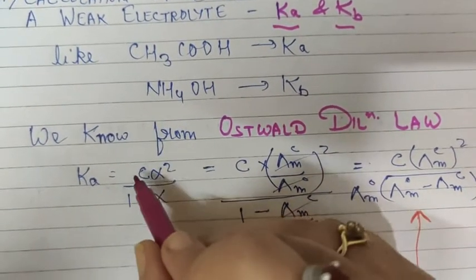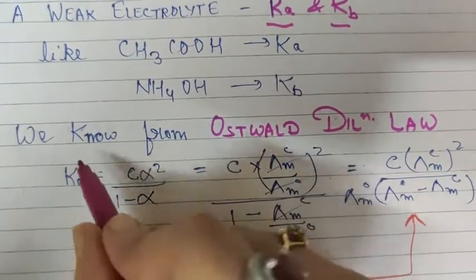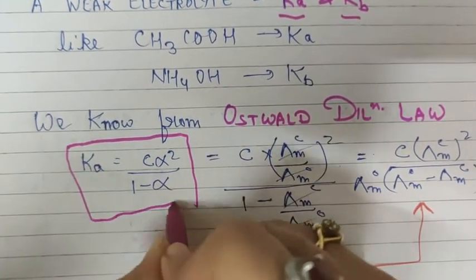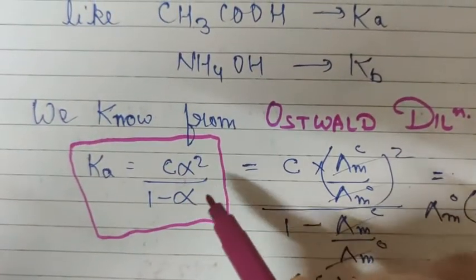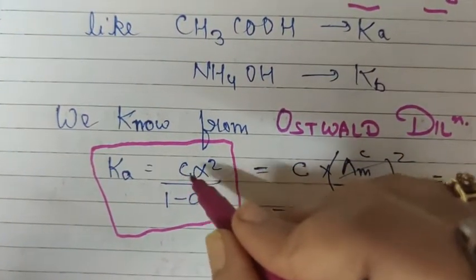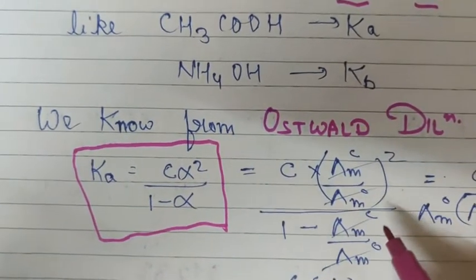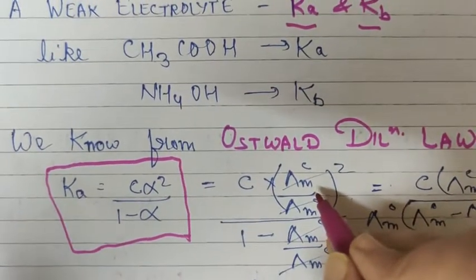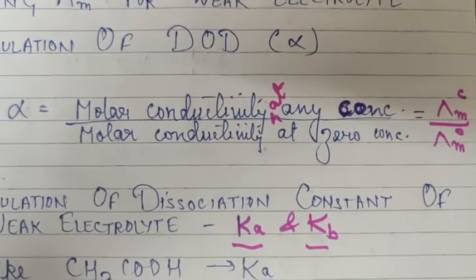So if you cannot recall the derivation or anything, just remember that with the help of this law you have to write down this formula. This formula says that K is equal to C alpha square upon 1 minus alpha, where C is concentration, alpha is degree of dissociation, and 1 minus alpha, you know. So here what I have done further, I have only substituted the value of alpha from this second point.